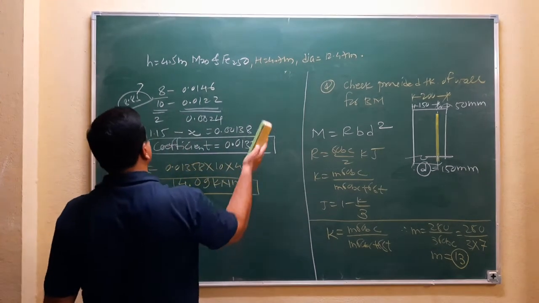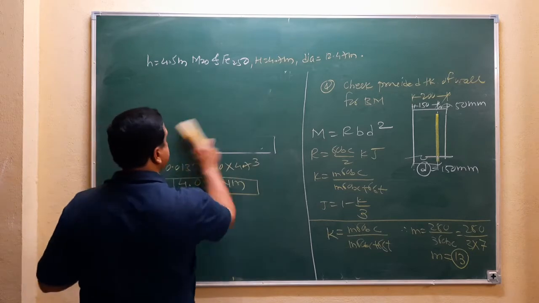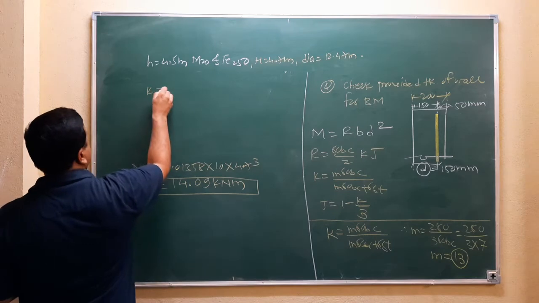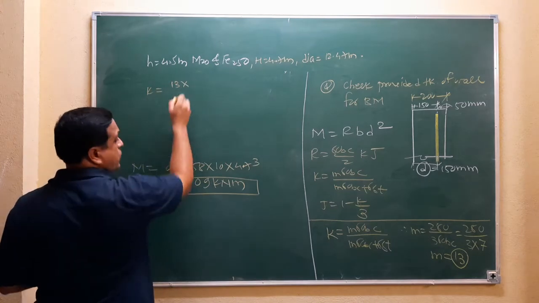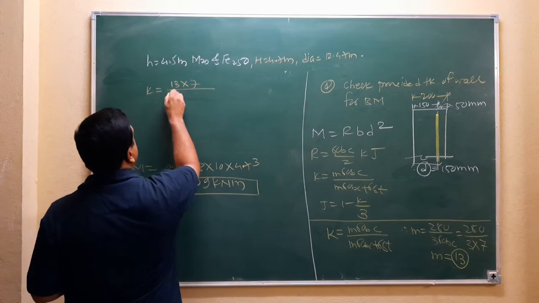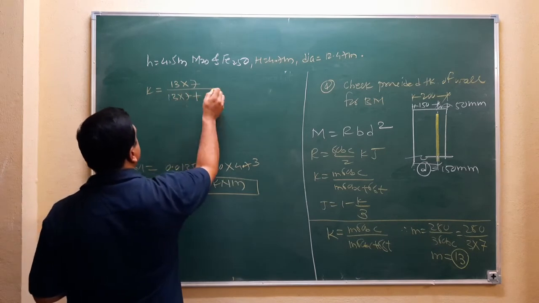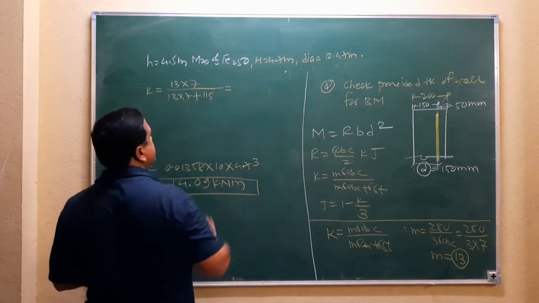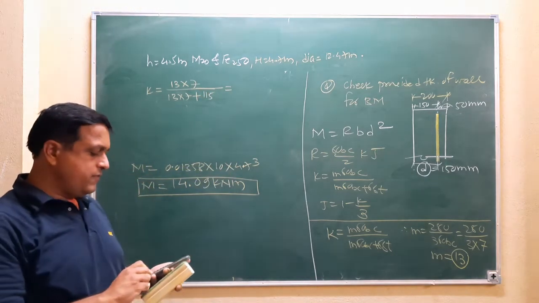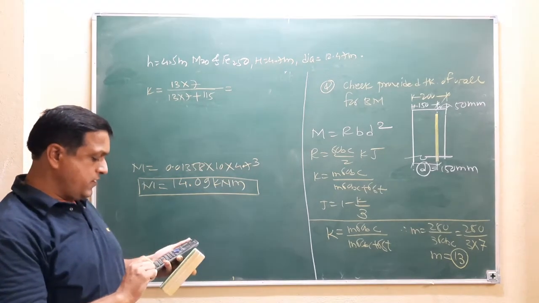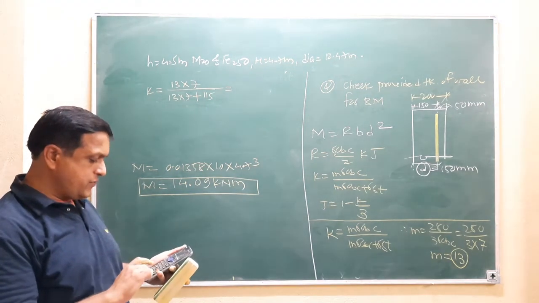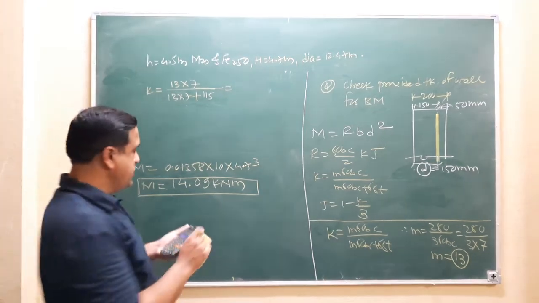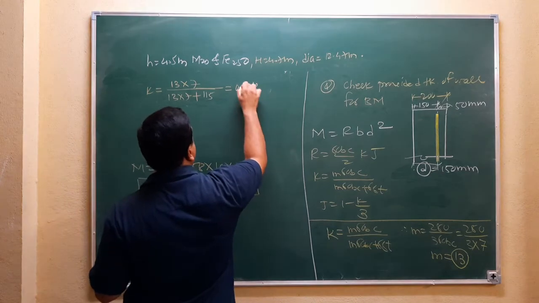Okay. So what is the next? What is the K? K is 13 into sigma CBC 7 divided by 13 into 7 plus sigma ST. What is sigma ST? Fe250 is given. Fe250 means the value of sigma ST is 115. So it is 13 into 7 divided by 13 into 7 plus 115. So K is 0.44.